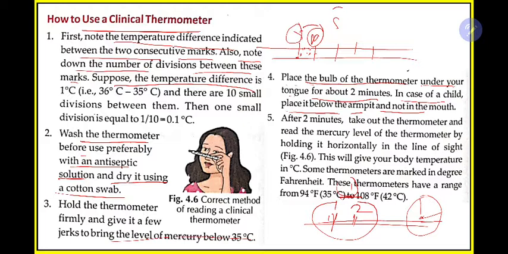not in the mouth. After 2 minutes, take out the thermometer and read the mercury level by holding it horizontally in a straight line. This will give you the body temperature in degrees centigrade. Sometimes what they're telling is, after 2 minutes you need to take out the thermometer from the mouth and look at it in a horizontal position, and then you can find the body temperature. So this is the overall way you can use a clinical thermometer at home.